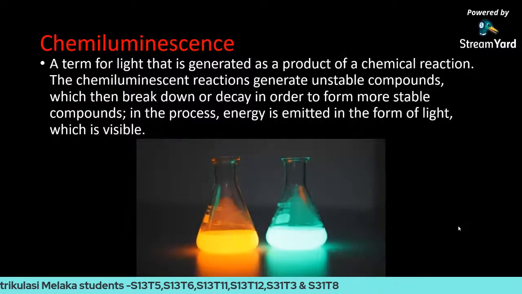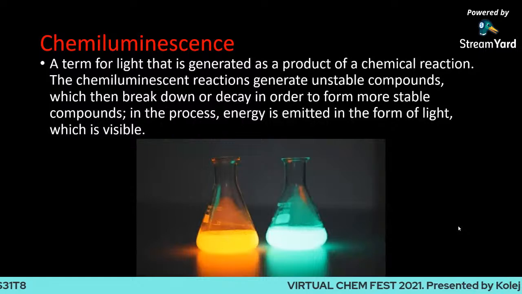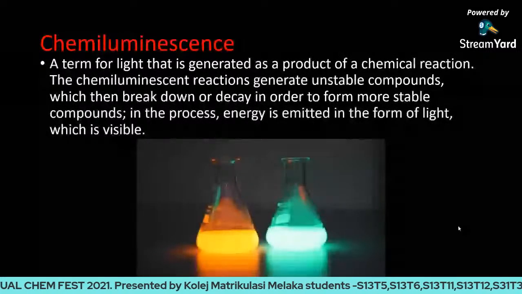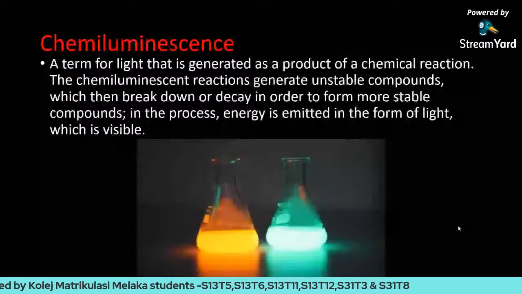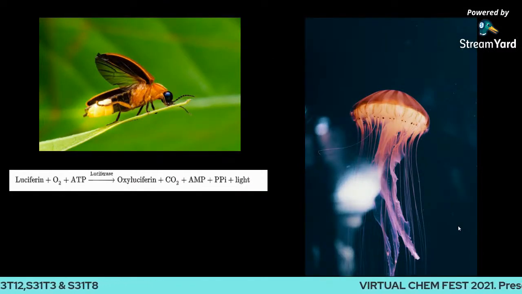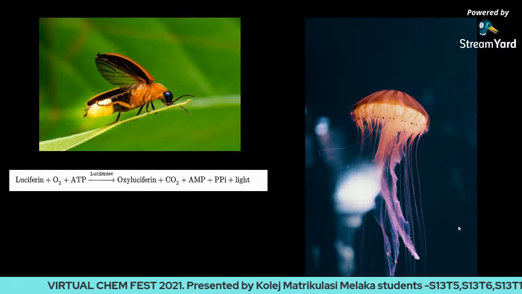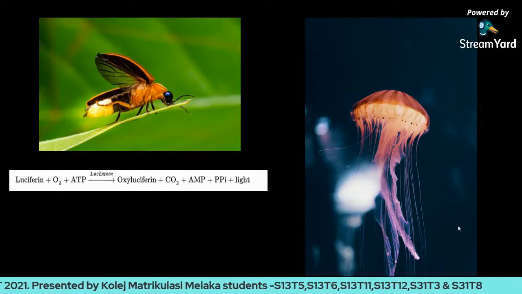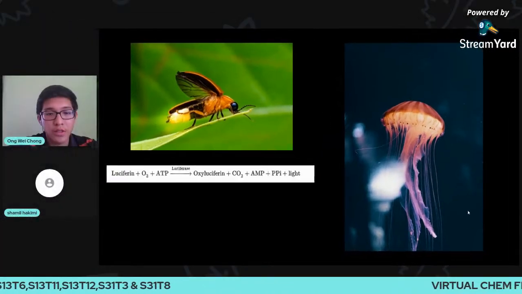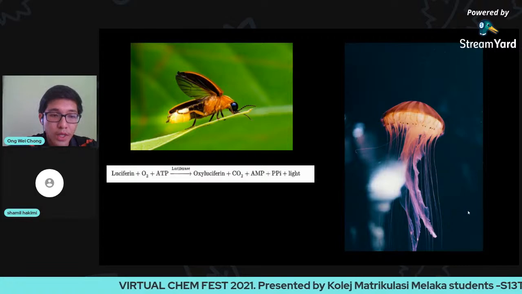The photons emit the light, and that is what makes the compound glow in the dark. Fun fact, some organisms can actually do chemiluminescence themselves, but we don't call it chemiluminescence. We call it bioluminescence. Some organisms that can do it are the firefly and the jellyfish. The firefly has a special protein called luciferin. The jellyfish has another particular protein called aequorin, which is found in certain jellyfish, and it produces blue light in the presence of calcium.